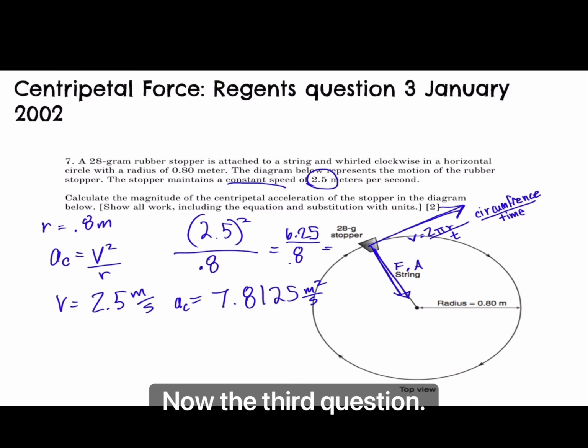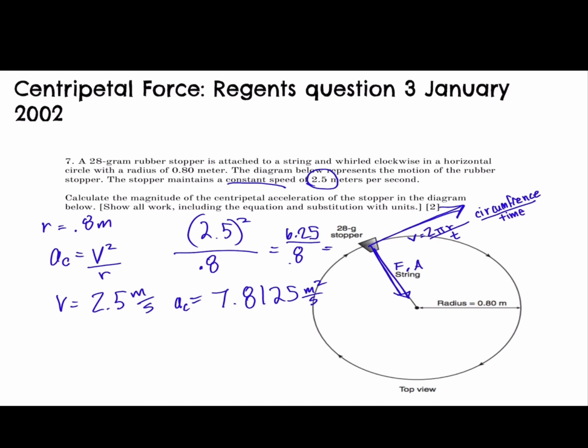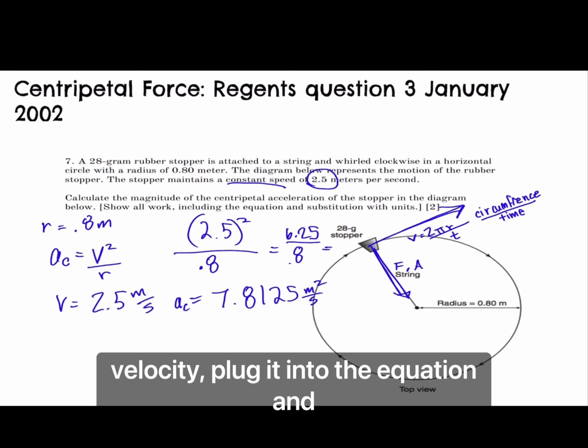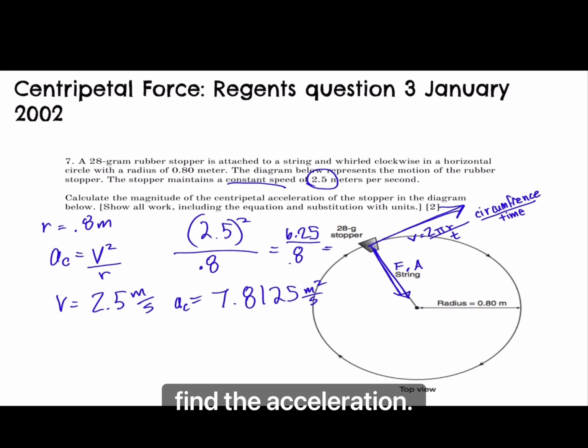A 28-gram rubber stopper is attached to a string and whirled clockwise in a horizontal circle with a radius of 0.8 meter. The diagram below represents the motion of the rubber stopper. The stopper maintains a constant speed of 2.5 meters per second. Calculate the magnitude of the centripetal acceleration of the stopper in the diagram below. For the third, you have to use the given velocity, plug it into the equation, and find the acceleration.